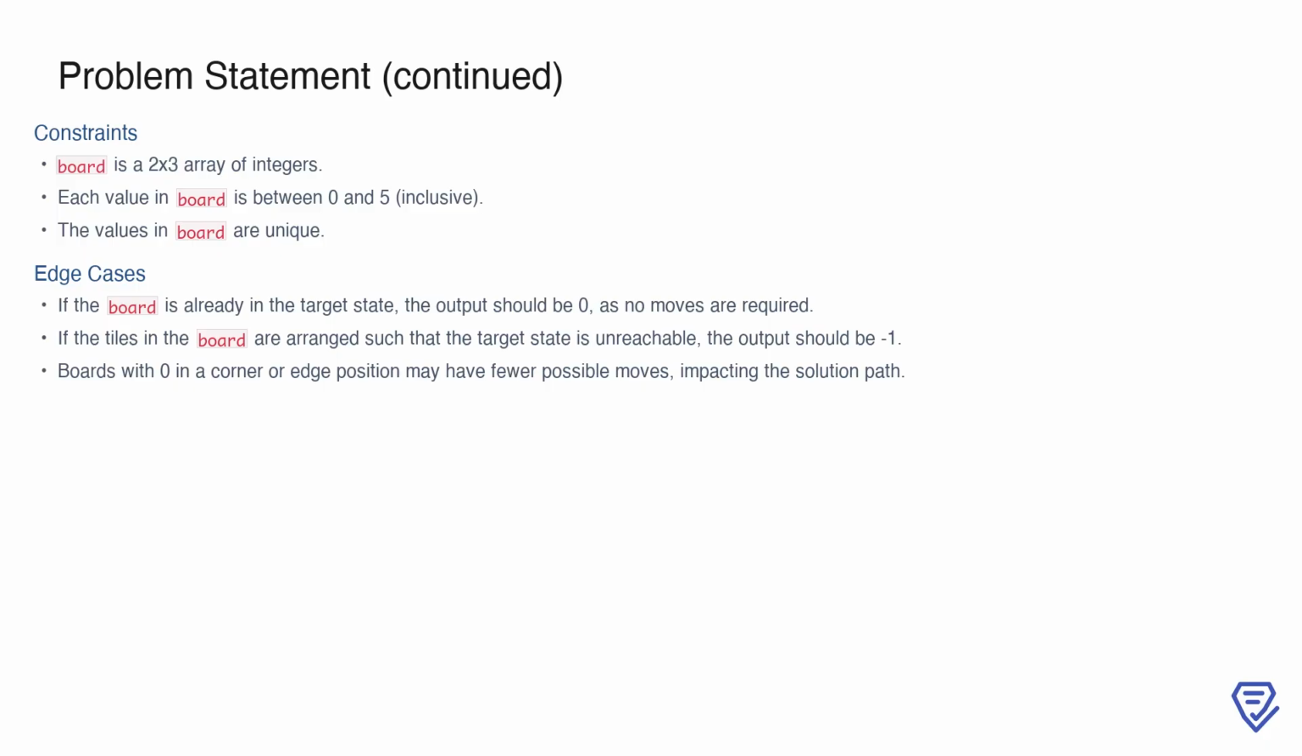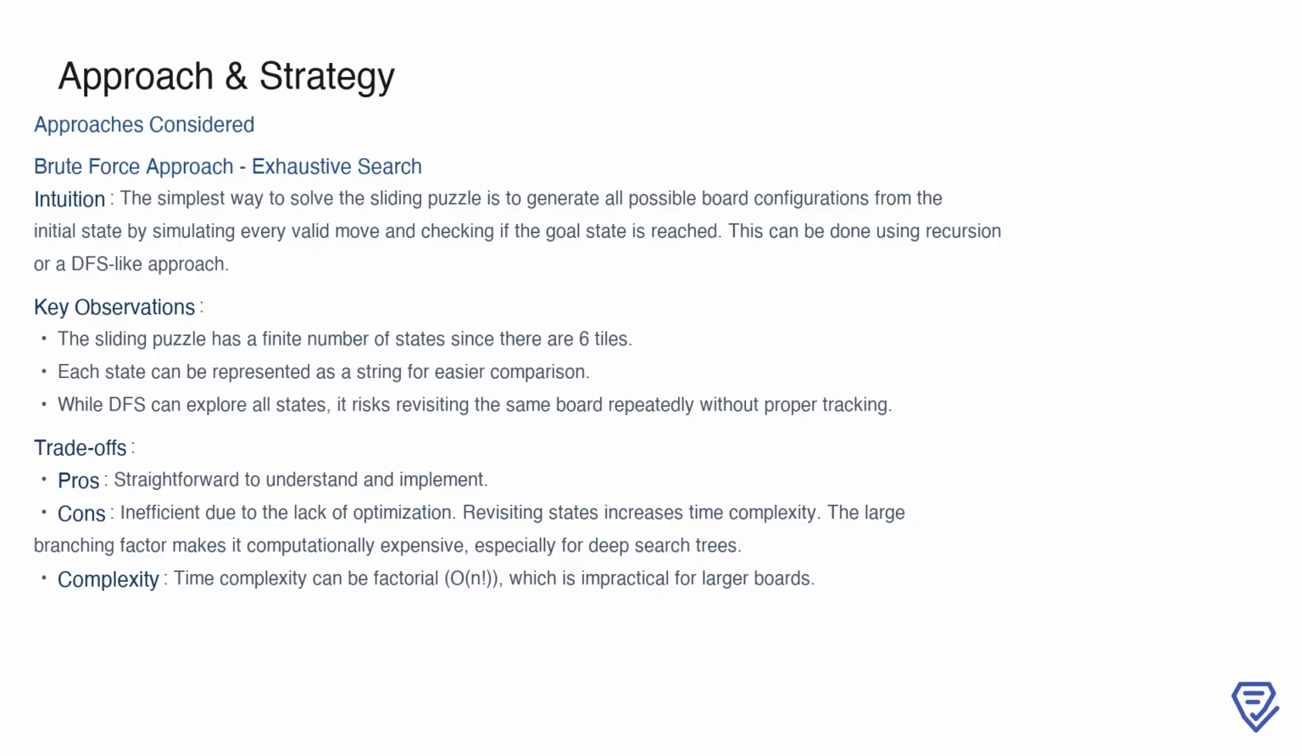This problem has a few constraints and edge cases to consider. The board is always a 2x3 array, and each value on the board is unique and ranges from 0 to 5. If the board is already in the target state, no moves are needed, and the output should be 0. Additionally, there may be cases where the configuration of the tiles makes it impossible to reach the target state, in which case the output should be -1. Finally, the position of the empty space, 0, at the start can significantly impact the solution. For example, if 0 is in a corner or along an edge, it might limit the possible moves, influencing the path to the solution.